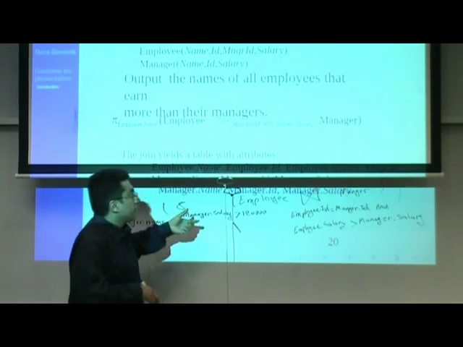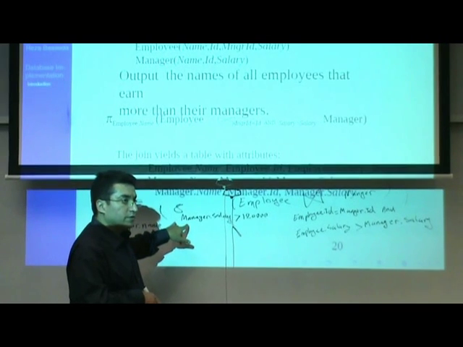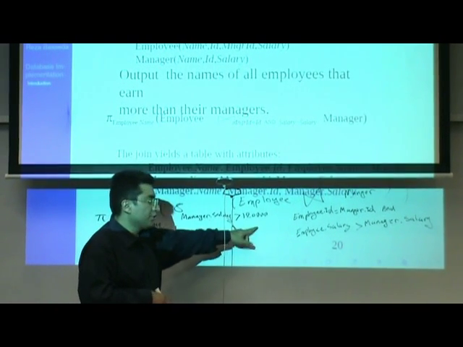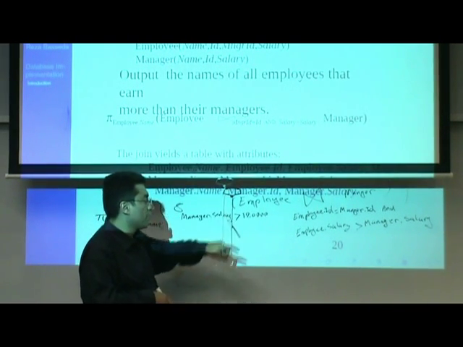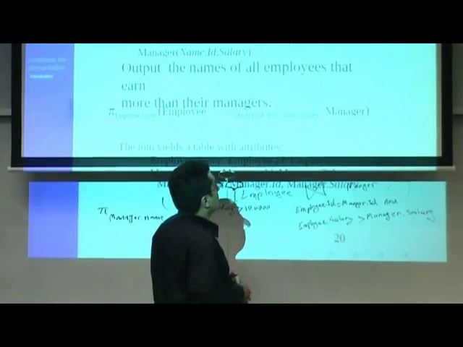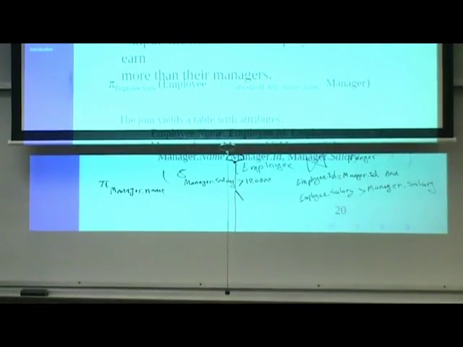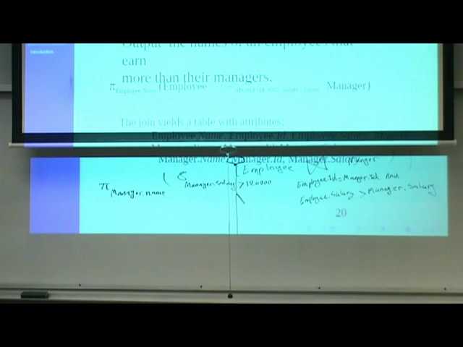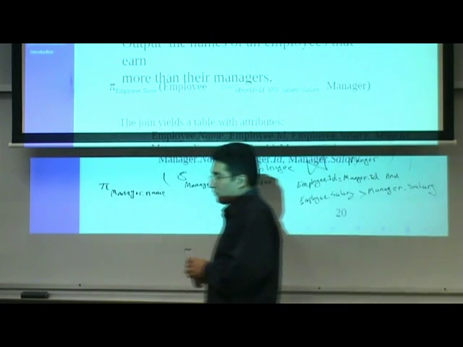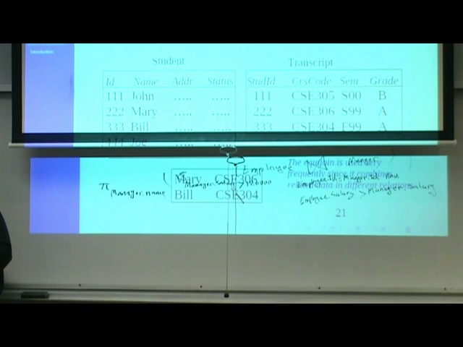Then from the result of this table, we have to filter or select based on this condition. The salary of the manager should be more than this amount of money. And also the rest of the query will be similar. Why? We had this expression that there should be some employee that gets more than what the manager gets.